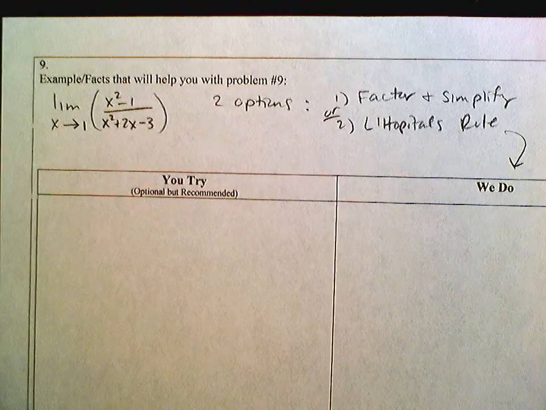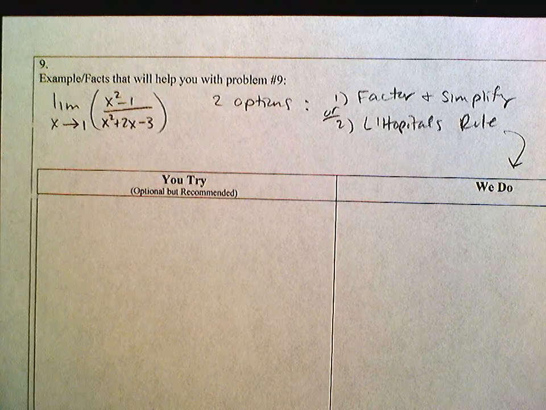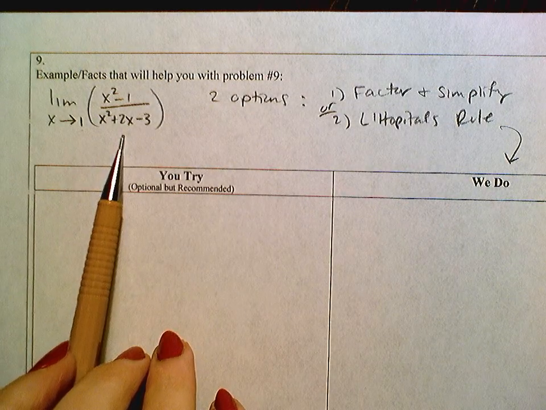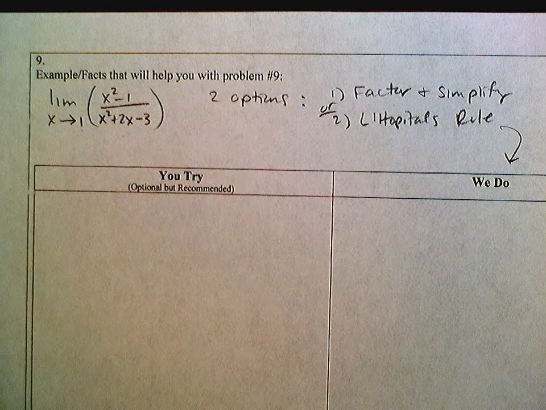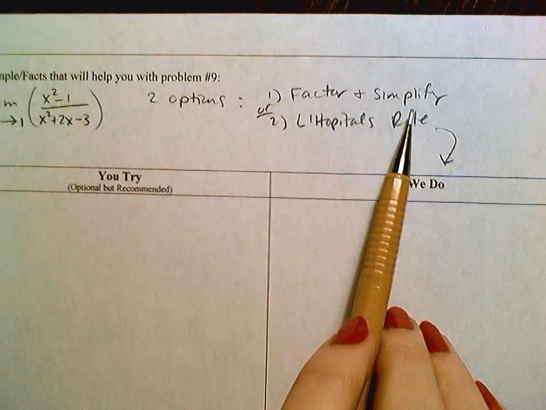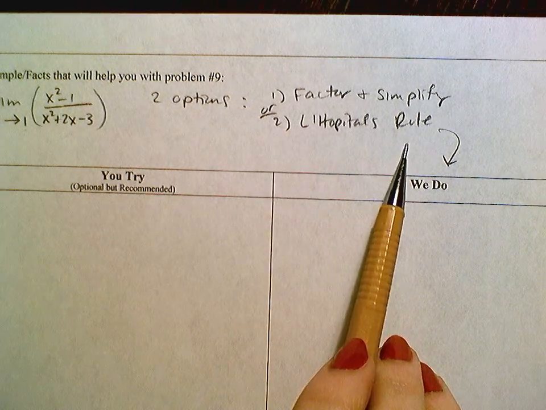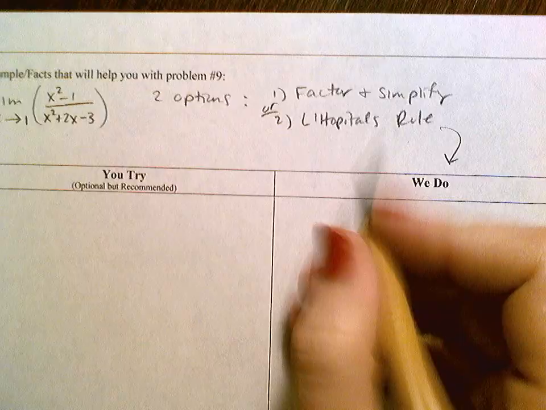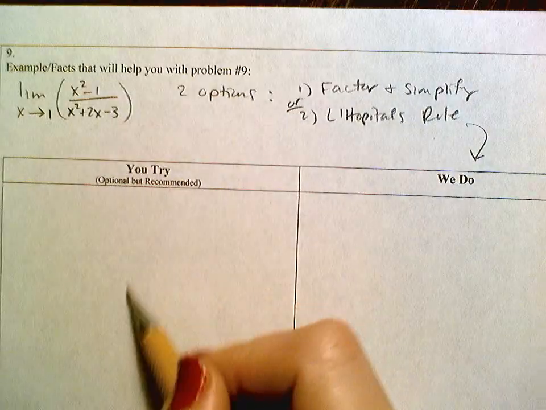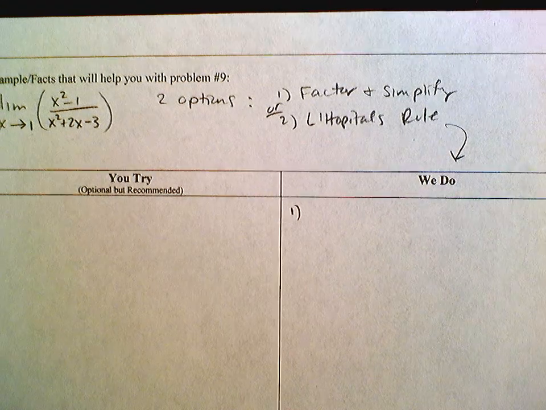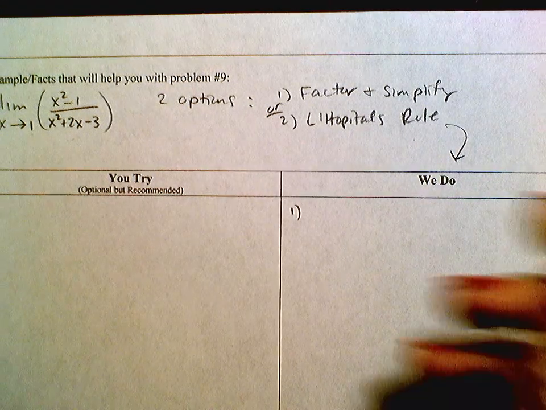Okay, so here's a similar example to that problem. We're going to do the limit as x approaches 1 of this rational function. You really have two options here. You can either factor and simplify, or you can use L'Hopital's rule. So I'm going to do both ways. You could try it both ways on your own, but let's definitely do it both ways.